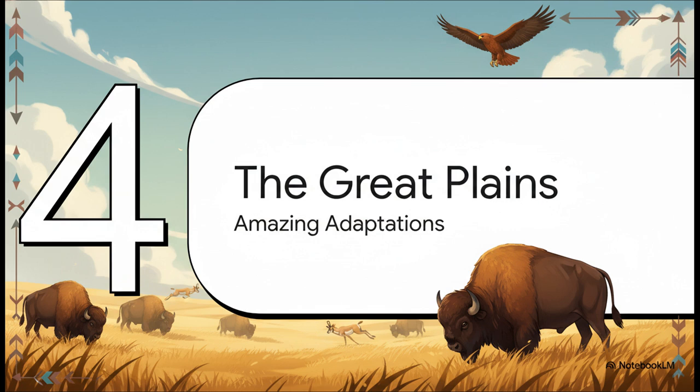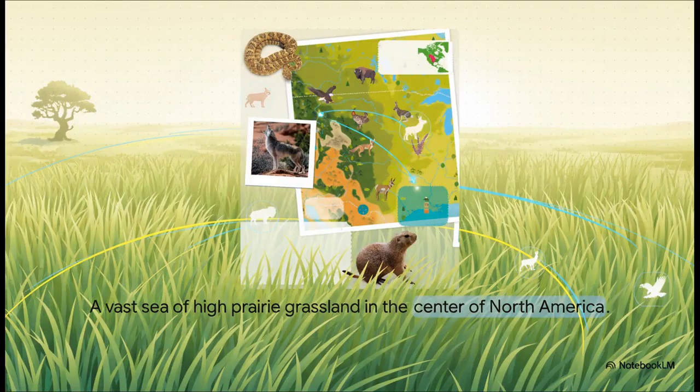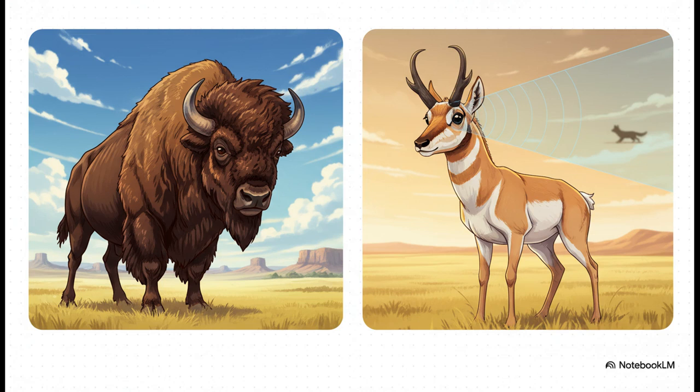We're leaving those rocky hills of Europe and heading for the massive, wide-open spaces of the Great Plains in North America. The Great Plains are exactly what they sound like, just this enormous sea of grass that stretches on for thousands of miles. Think about it. In a place with almost nowhere to hide, animals have to come up with completely different game plans to stay alive. Let's look at two icons of the plains.